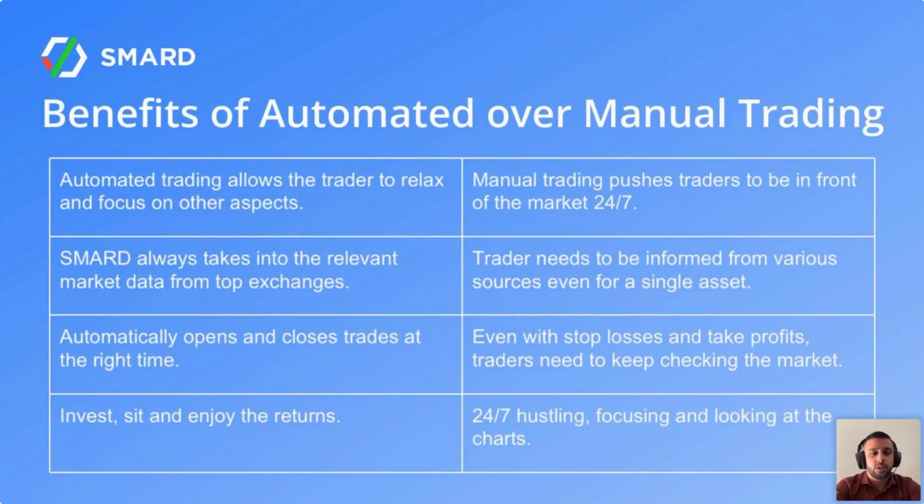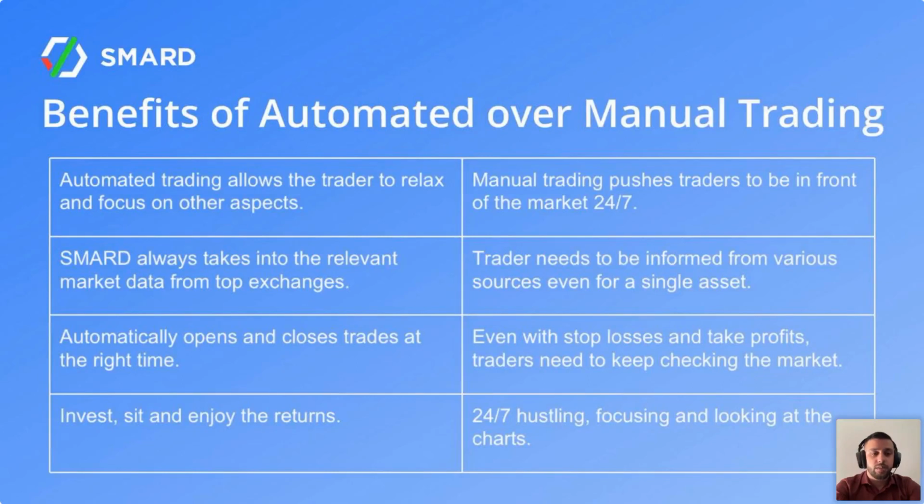Smart always takes into consideration the relevant data from top exchanges, so it's always informed and it takes decisions based on that. Whereas a trader needs to be informed about various sources, even for a single asset, even if we talk about Bitcoin, if we talk about Ethereum, even for one single asset, you need to be looking at various news channels and information platforms where you can stay up to date and relevant to the market.